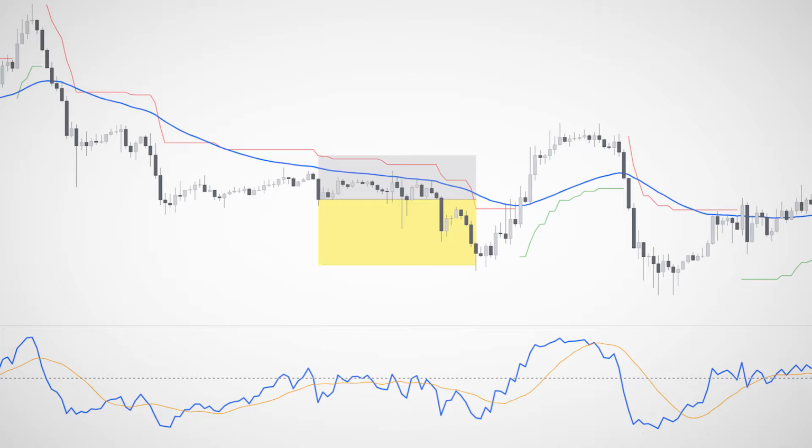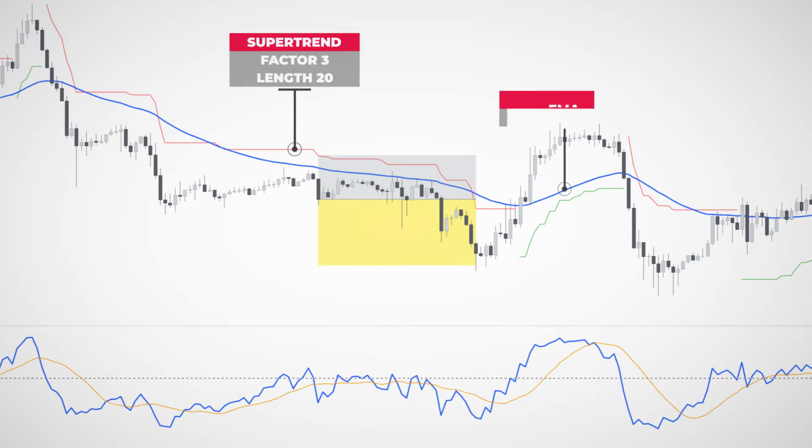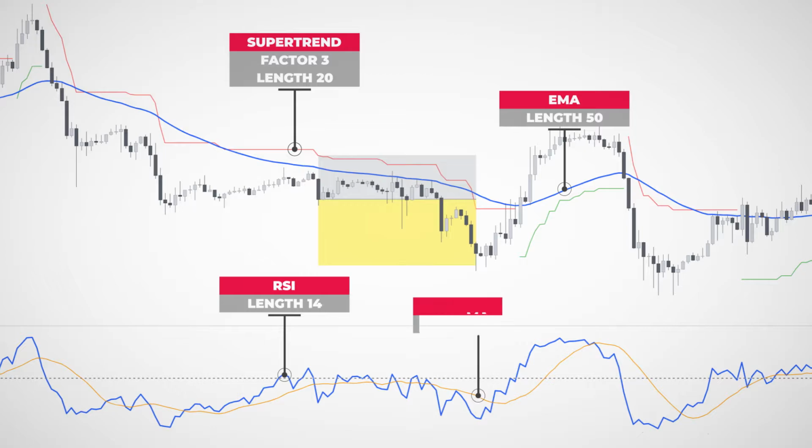I have 3 indicators on my chart. These green and red lines around the price action are the super trend indicator. The second indicator is this blue line. That's a 50-period exponential moving average. And at the bottom, there's the RSI indicator with an orange simple moving average applied to it. These are all standard indicators available on the TradingView platform.